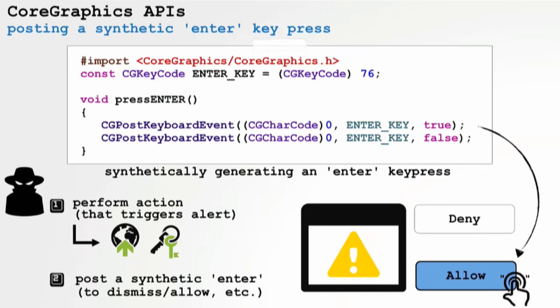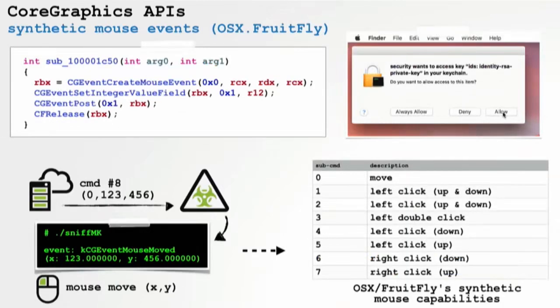So what an attacker would do would be to perform an action that may trigger a UI prompt. For example, trying to dump the keychain, load a kernel extension, or access the user's location, and then synthetically post the event, in this case an enter key, which would then click the allow button in the prompt, which would both dismiss it and allow the malicious action.